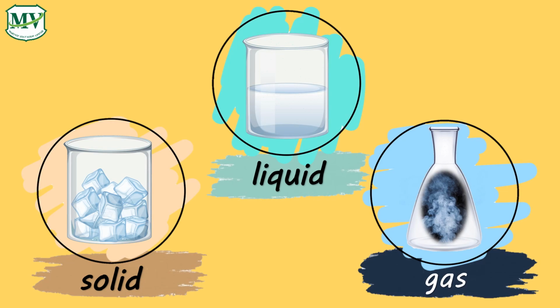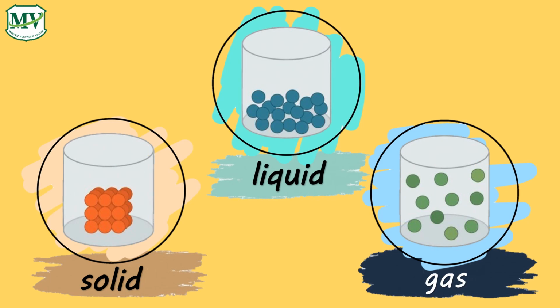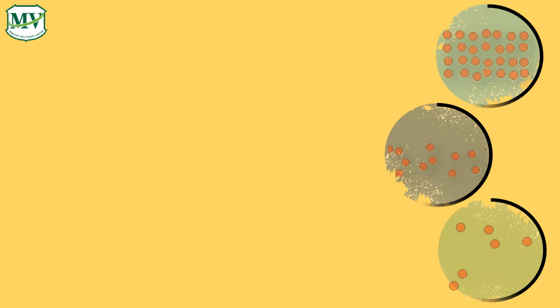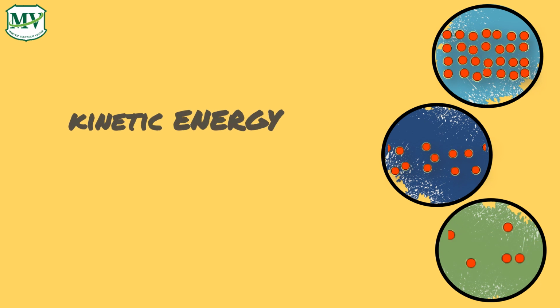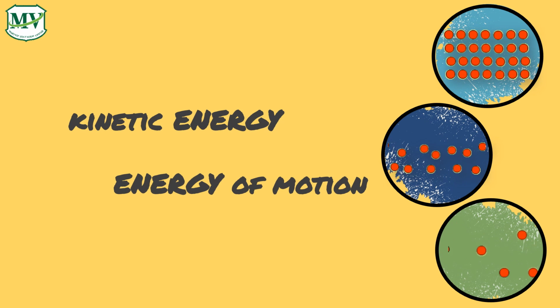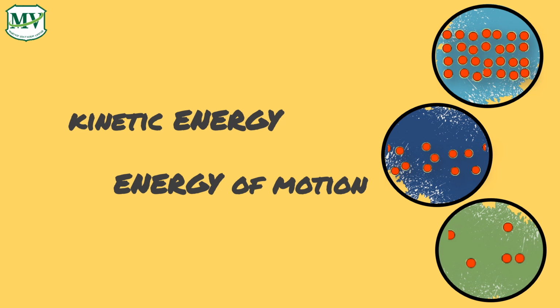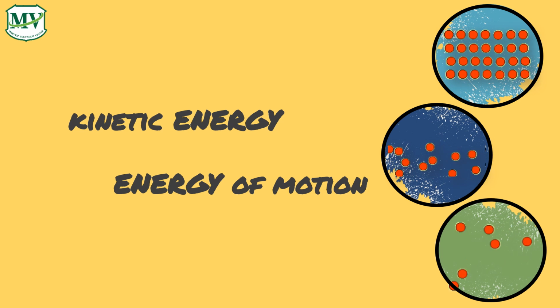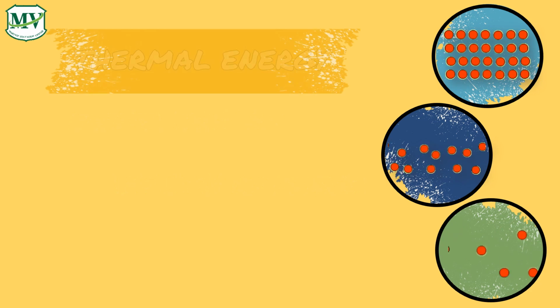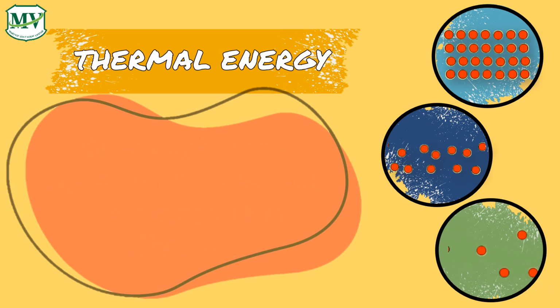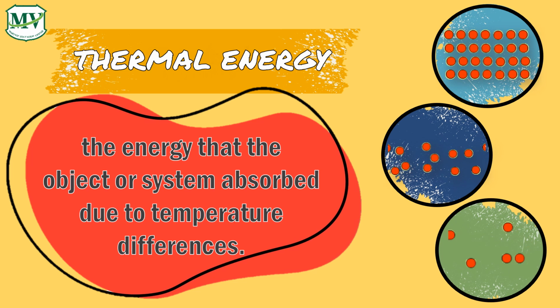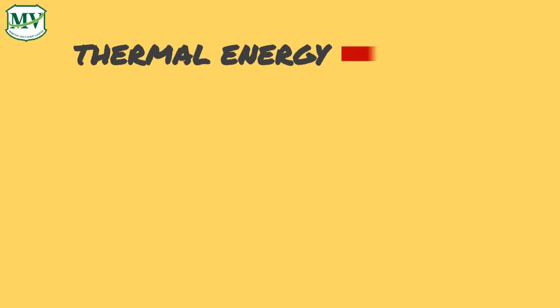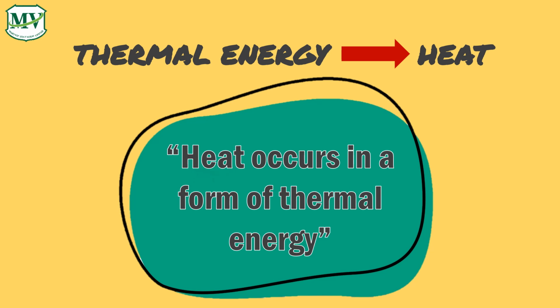All forms of matter consist of atoms and molecules. These atoms and molecules possess kinetic energy or energy of motion. But the energy that causes the fast-moving and vibrating particles of the substance gained is called thermal energy. Thermal energy is the energy that the object or system absorbed due to temperature differences. When thermal energy is gained, heat is present. Thus, heat occurs in a form of thermal energy.